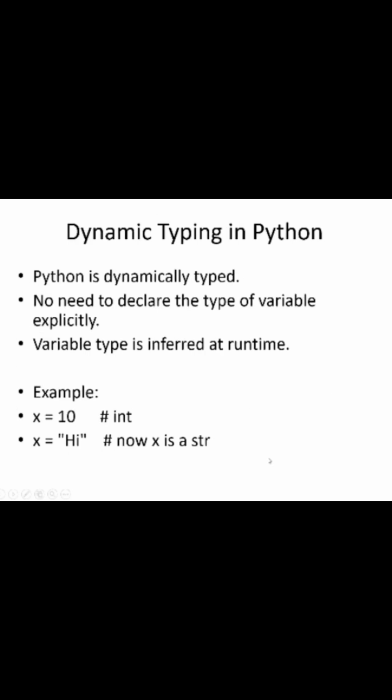Next one is dynamic typing in Python. Python is dynamically typed. No need to declare the type of a variable explicitly. Variable type is inferred at runtime. For example, x is equal to 10. x is a variable name that is assigned the value 10. 10 is an integer data type. Then next is x is equal to hi. x is a variable name that is assigned the value hi. Hi is a string data type.